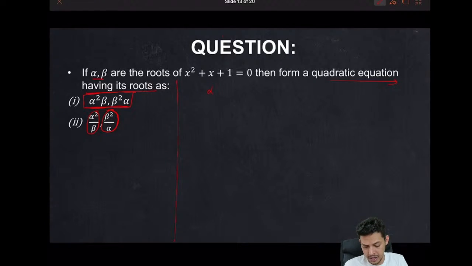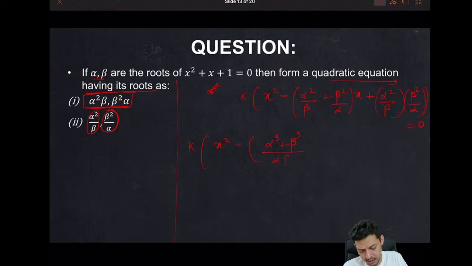Let's say we have to form a quadratic now whose roots are alpha square by beta, beta square by alpha. One can write it as some k times x square minus sum of roots, so that would be alpha square by beta plus beta square by alpha, times x, plus the product of roots, so that is alpha square by beta into beta square by alpha, and this is equal to 0. Again, k times x square minus, here you are going to end up with alpha cube plus beta cube upon alpha beta, times x, plus alpha beta after cancellation.